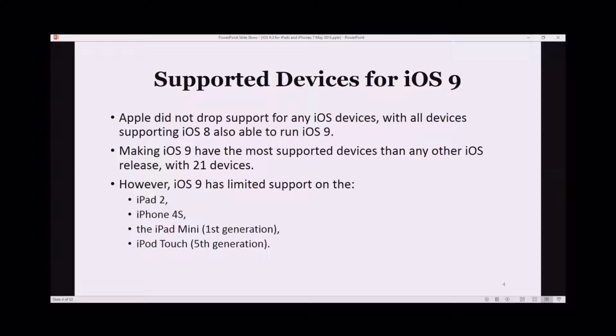When Apple came out with iOS 9.3, they covered 21 different devices that they have online right now. And that's the largest number of devices that they have covered in the past when they come out with a change. There are some limited support items on iPad 2, iPhone 4S, the first generation iPad mini, and the iPod Touch 5th generation. And we'll get into what those limitations are later.